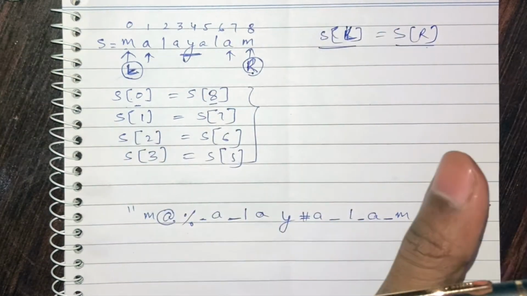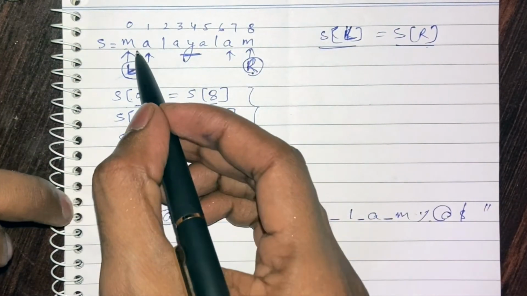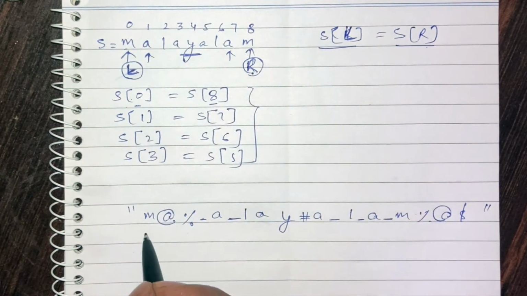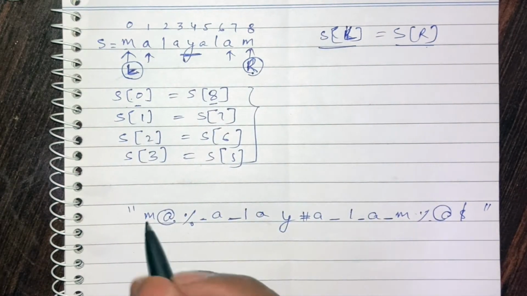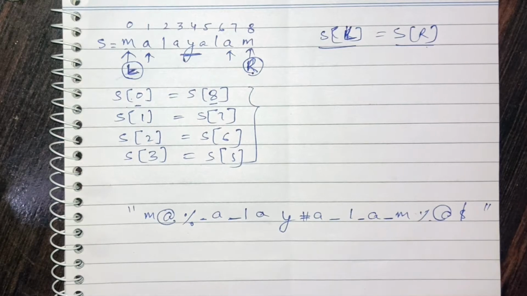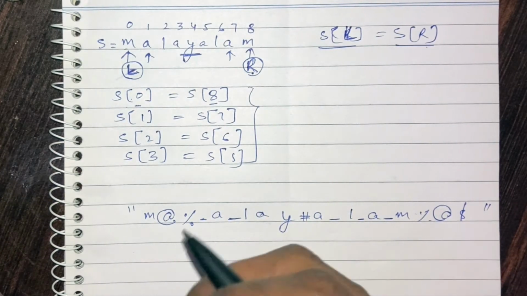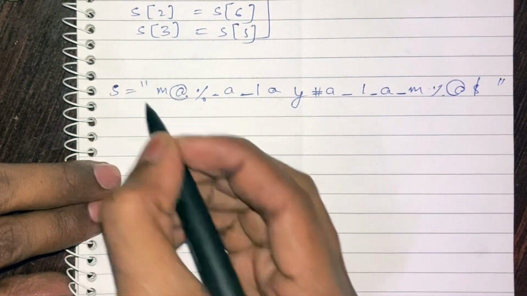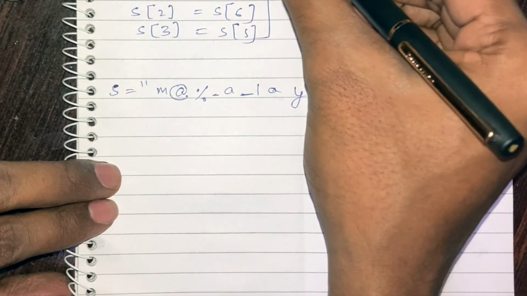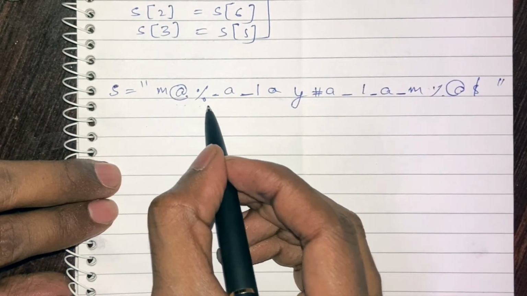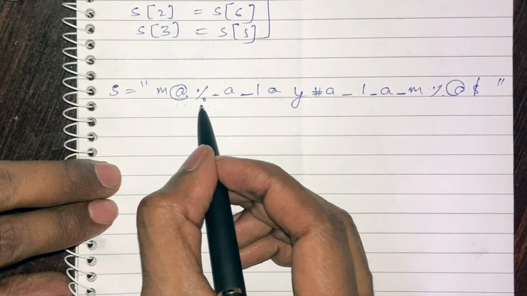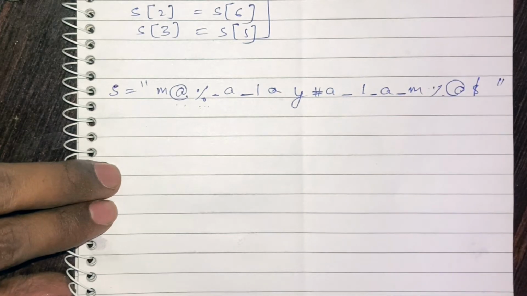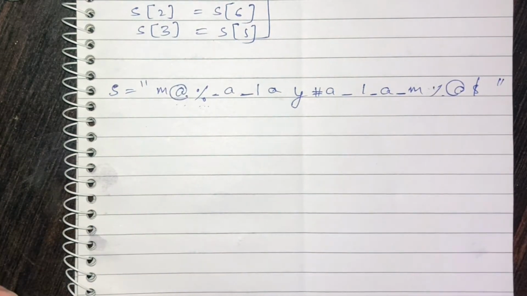Now everything remains the same, it's just that we have introduced some special characters in the string, and at the same time some characters are in uppercase and some are in lowercase. So this is the next example where the string is the same, it's just that we have introduced some special characters like at the rate, and then it has some spaces and so on. So we'll follow the same approach.